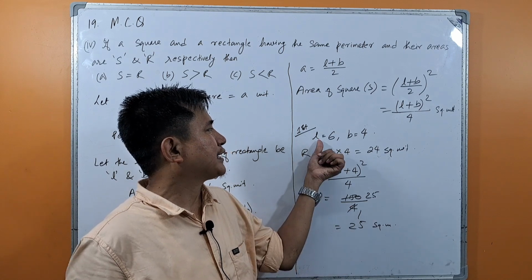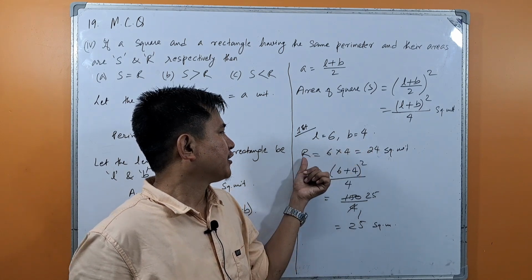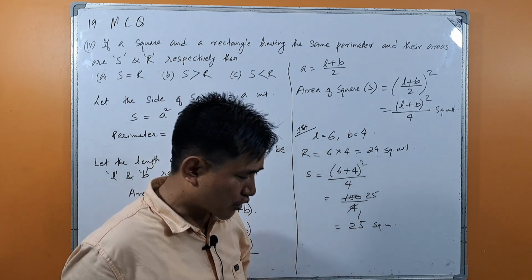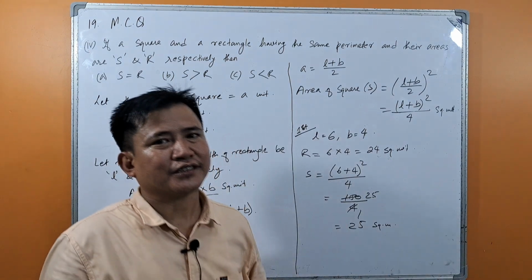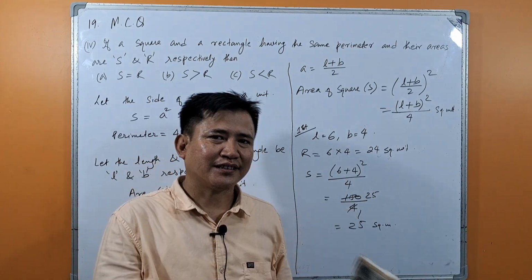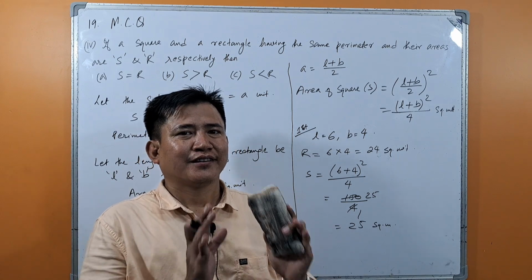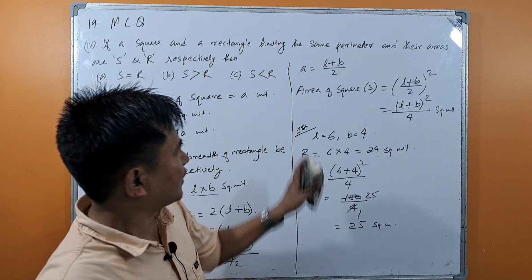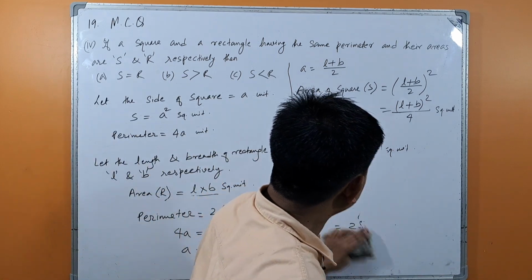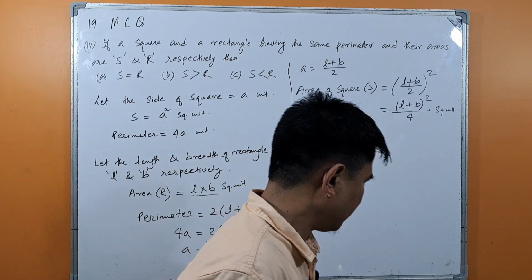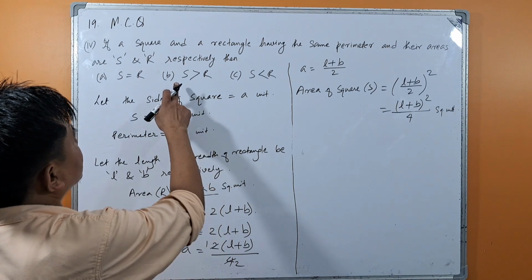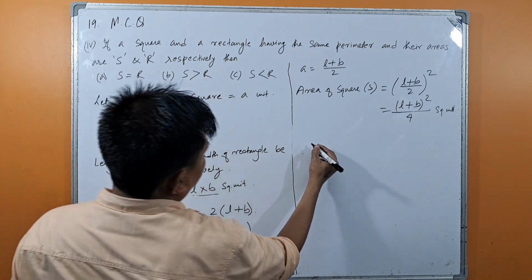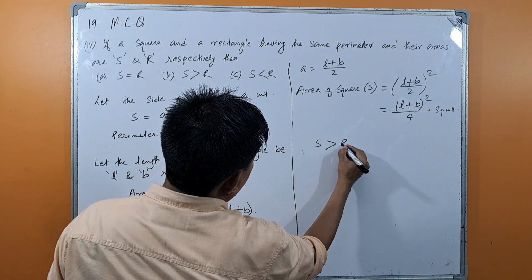That means for same values of L and B, the value of R is smaller than the value of S, isn't it? Which means when the perimeters of a square and a rectangle are equal, then the area of a square will be greater than the area of a rectangle. Okay? So area of a square is S, greater than area of rectangle R. So S is greater than R. This is conclusion.